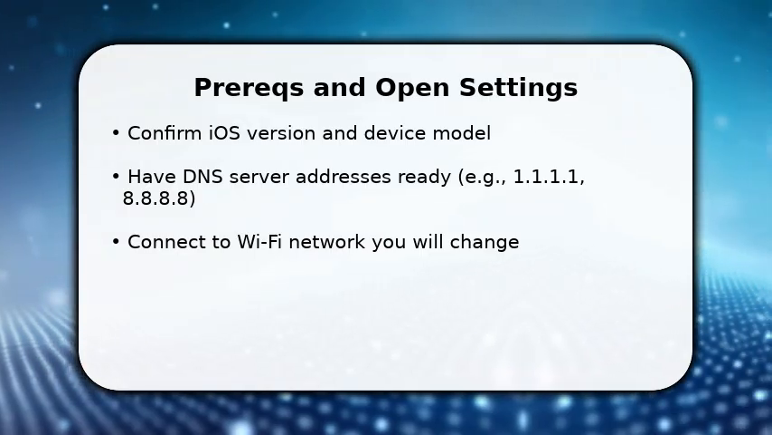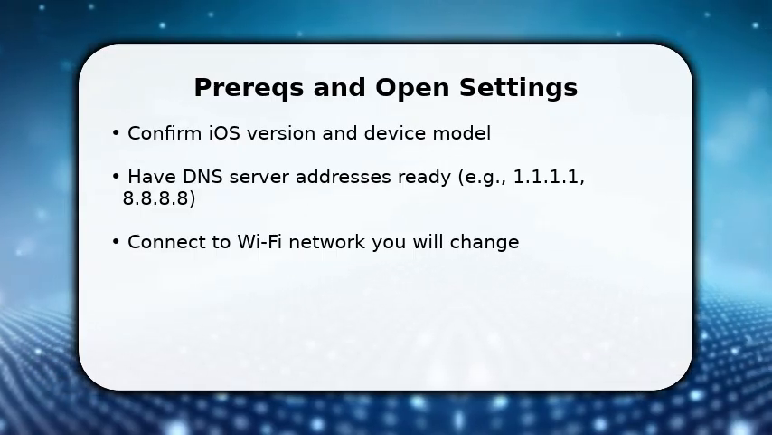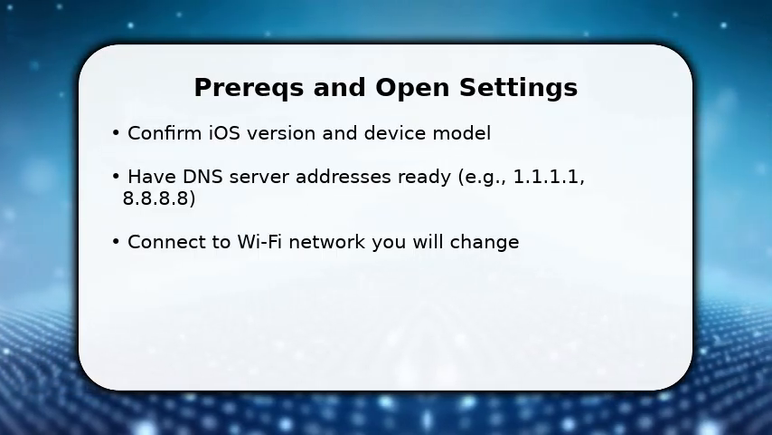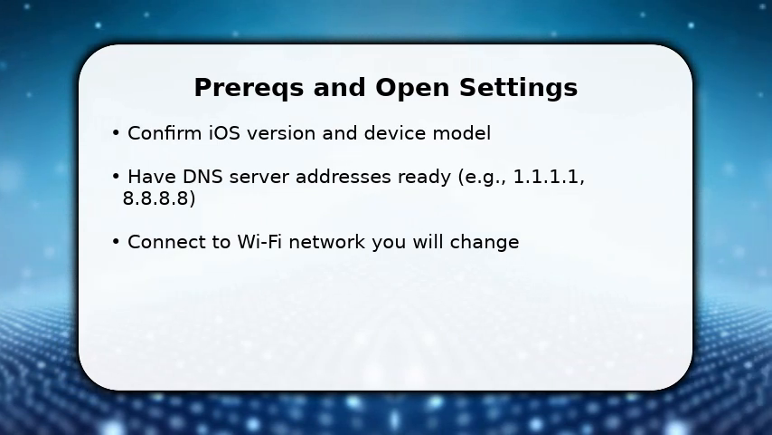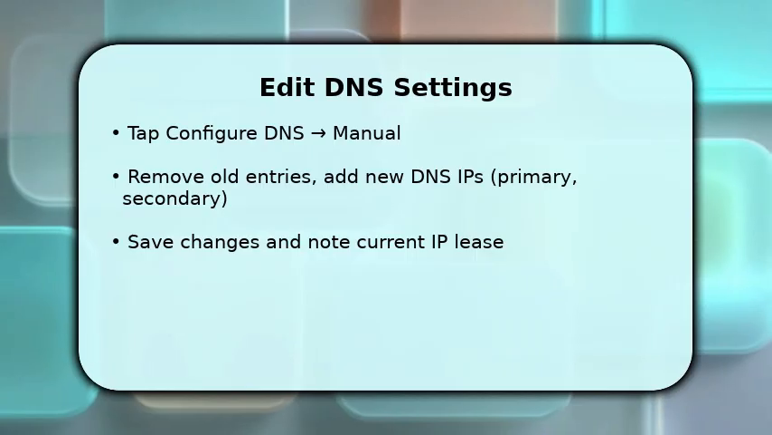Make sure to copy any existing DNS entries if you need to revert. This preserves a recovery path. You now tap Configure DNS and switch from automatic to manual so you can enter specific servers. This grants precise control over name resolution.